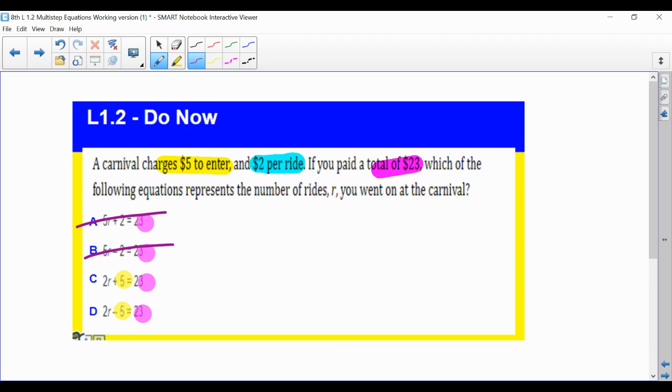Then we have to think about, okay, so we're paying the $5. Are we adding more money to what we've paid after we've gone on the rides? Or are we taking money away from what we're paying? So even though the money's coming out of our pocket, it's kind of adding into that amount that we've paid out. So we have the $2 per ride plus the $5. This is what we spent, and all that we spent equals $23. So our correct answer for this one is C.